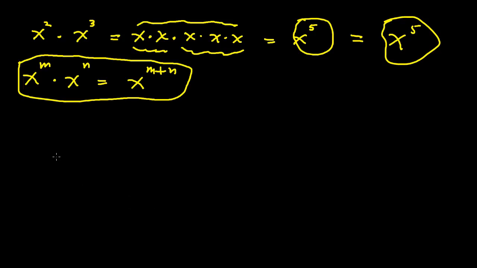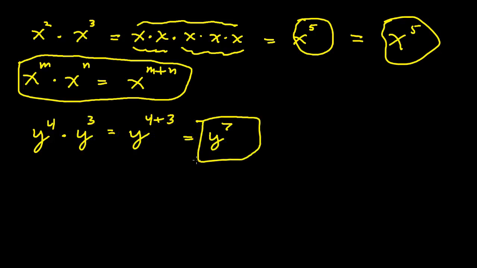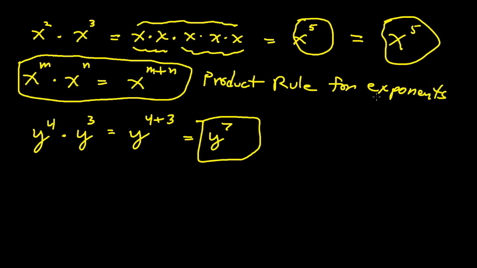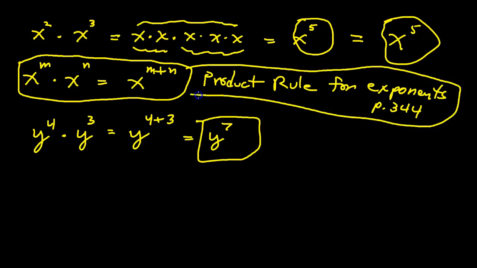As another simple example of that, let's say I've got y to the 4th power times y cubed. Of course, it's going to be y to the 4 plus 3 power, or y to the 7th. Our book calls this the product rule for exponents, and this is on the bottom of page 344. So we'll be highlighting these rules for exponents as we go along in the video lecture today.